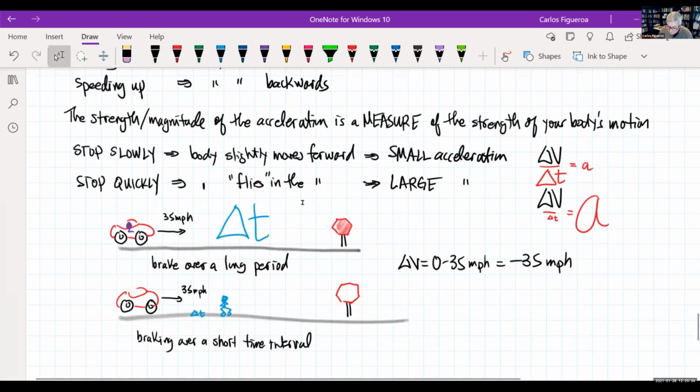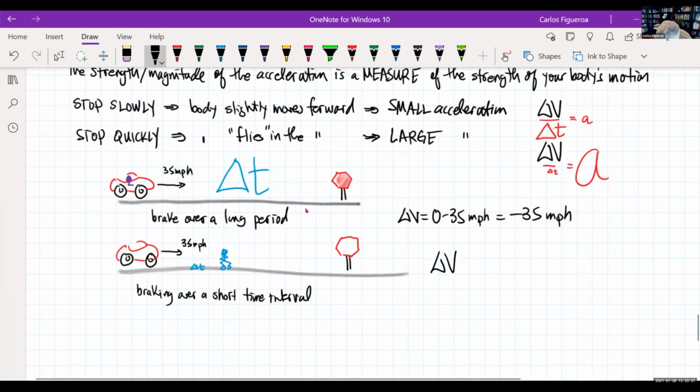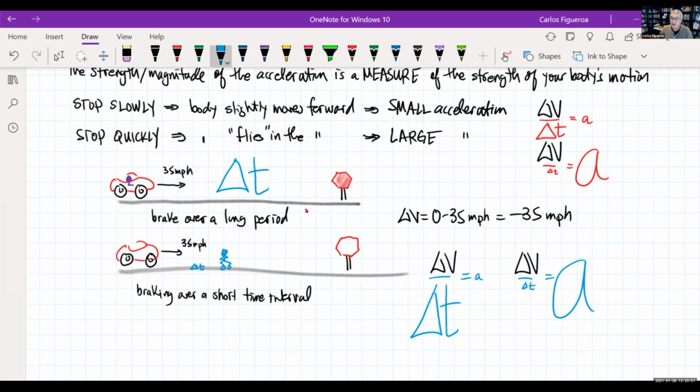So if I look at my change in velocity, you could see that in both cases, the change in velocity is exactly the same. What's the big difference? One has a big interval, one has a small interval. So what happens? This one is tiny, this one is huge. So in this case, we say that this is a large acceleration. This is a small acceleration. That's what I mean by the magnitude of the acceleration. Your body tells you how that is.